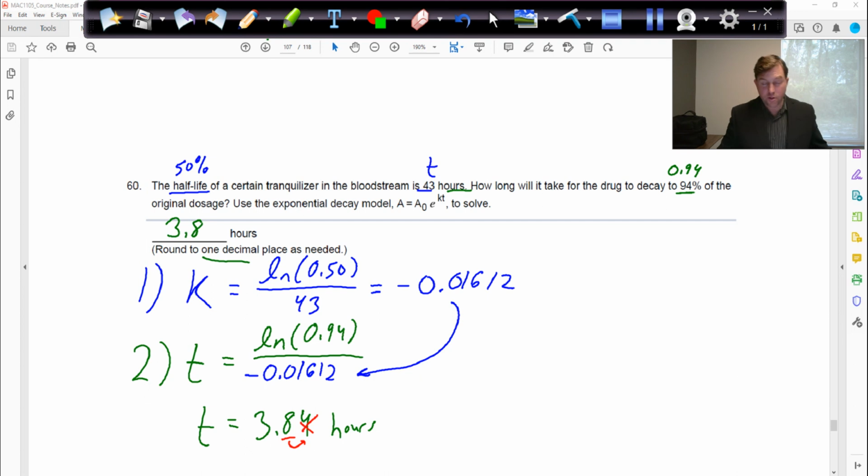So in 43 hours, you'll have half the tranquilizer in your system, and to have 94% of the tranquilizer in your system, that will occur after 3.8 hours. So pretty powerful drug to stay in your system that potent that long. Okay, that will complete 4.5 and complete chapter 4 for us.